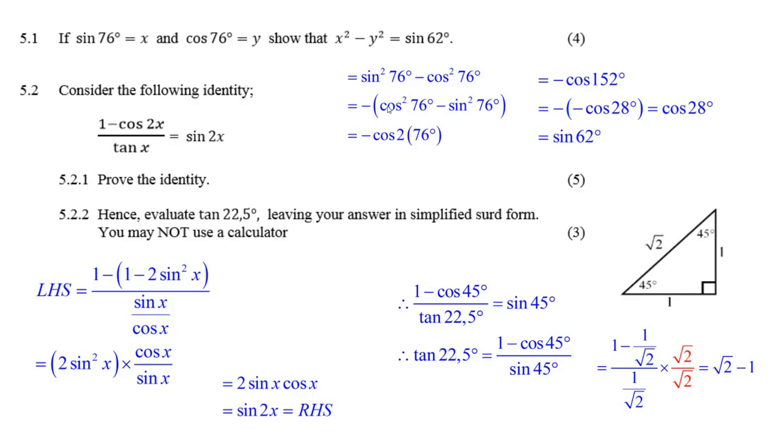Well, that was a bit tricky. Maybe this was a bit tricky too, actually. The proving of the identity wasn't such a real hard one, so I hope you got some marks there. But there you go, question 5, all done.